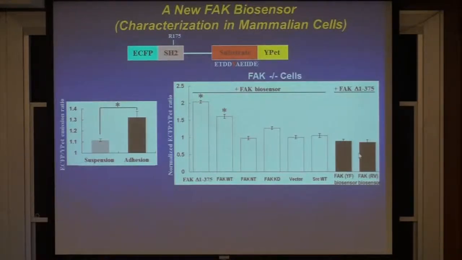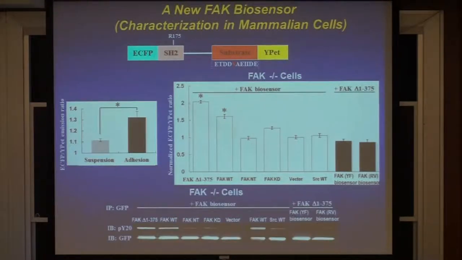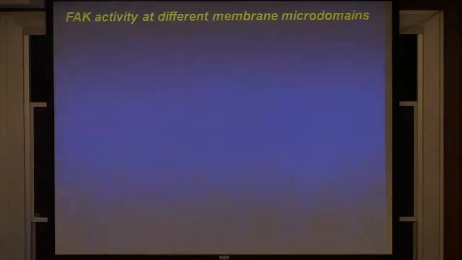And then if we introduce active FAK together with the biosensor into the cell, and we knock down the tyrosine site, tyrosine mutated to phenylalanine, or if we knock down the SH2 domain, even active FAK cannot induce a FRET change anymore, suggesting truly the FRET response is due to the interaction between these two elements, right? If we eliminate any of these elements, FRET will no longer be there. Is that clear to you? Okay. So these all confirm the design as expected from the results, okay? And Western blot pretty much confirms all these FRET observations.